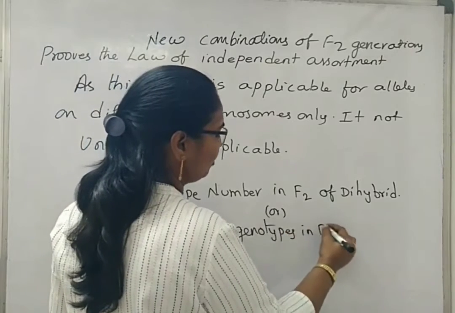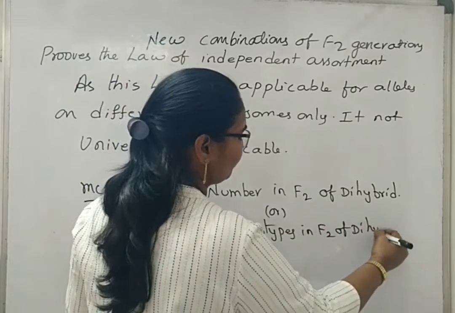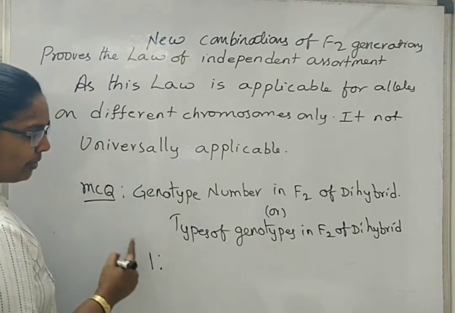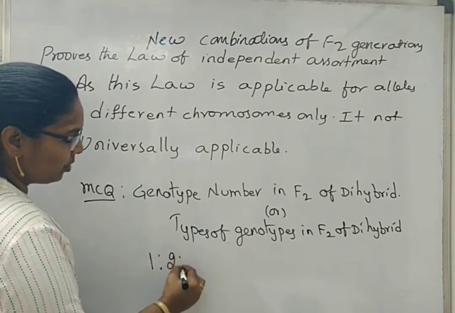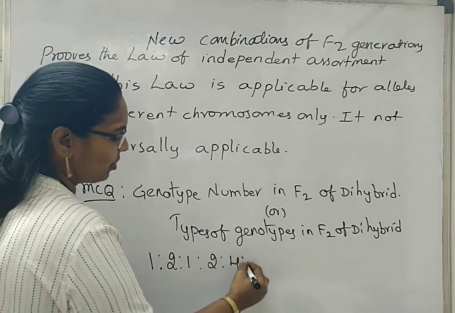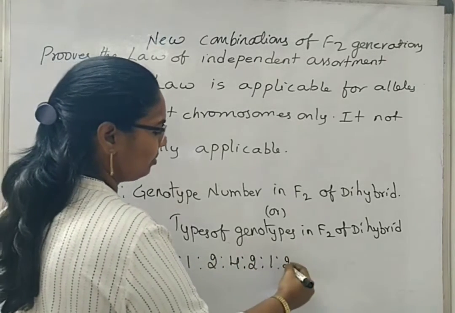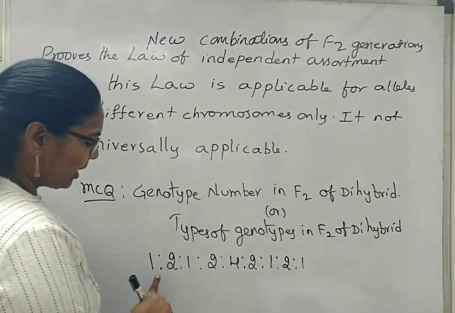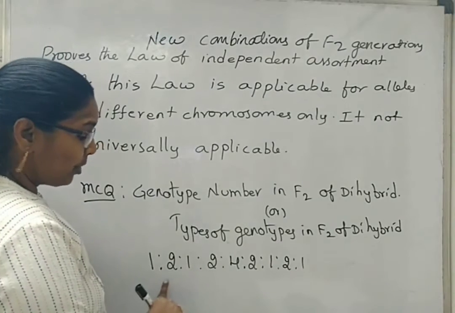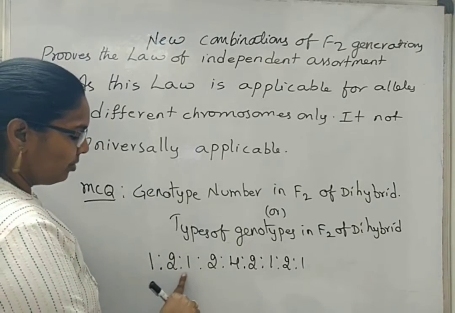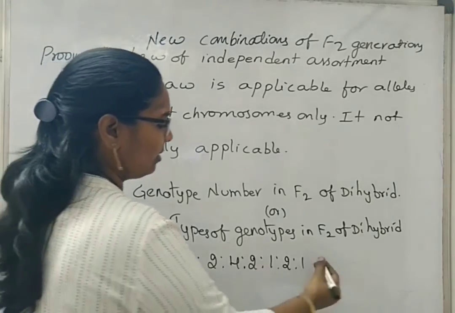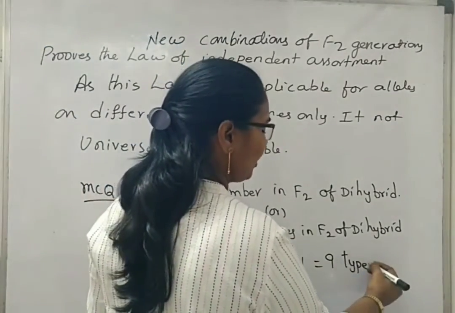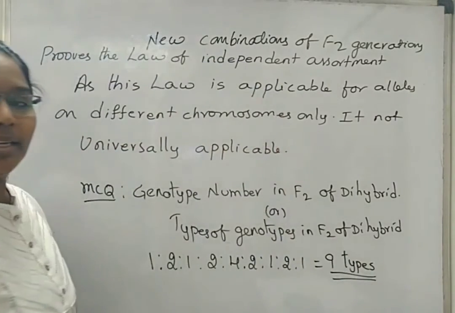in F2 of dihybrid, then also the answer is what we have got just before, if you go back and see the video: 1:2, 2:1, 1:2, 2:4, 2:2, again 1:2, 2:1. This one you can learn by framing your own small logics. Okay, so how many types? 1, 2, 3, 4, 5, 6, 7, 8, 9. I'm not counting the numbers, I'm telling the types. So genotypically, what is the number? 9 types of different arrangement of alleles. This one you can learn as an MCQ.